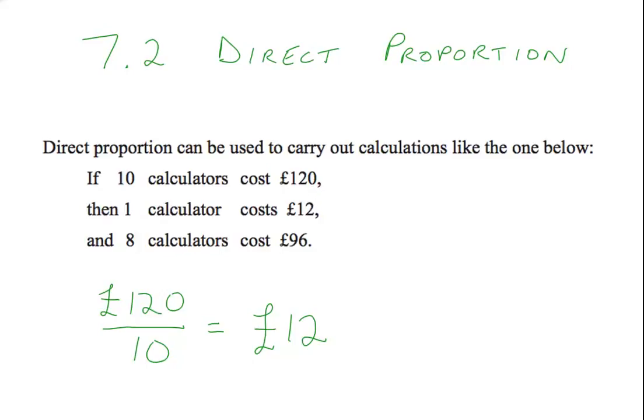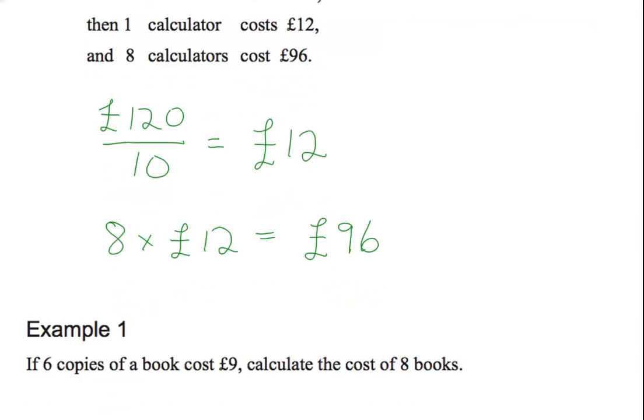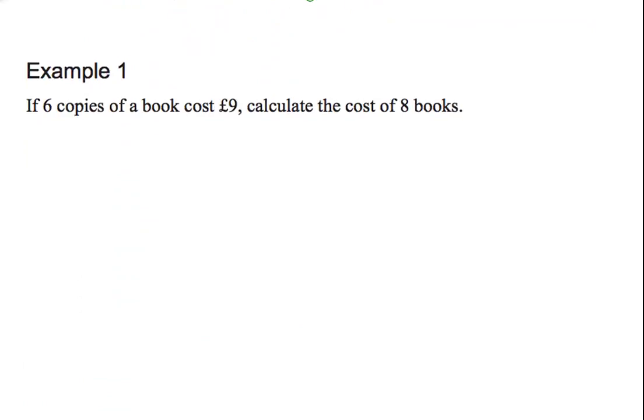Once we know how much one calculator costs, then we can figure out however many we want to purchase, what that total is going to be. If we then decided, oh wait, I only need 8 calculators for my collection, then we can take 8 calculators and multiply that by the cost of one single calculator, and we would come up with a total of 96 pounds when we went to buy 8 calculators. So let's do an example with direct proportion.